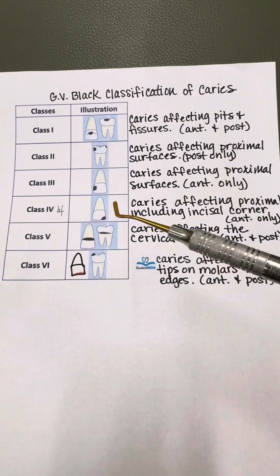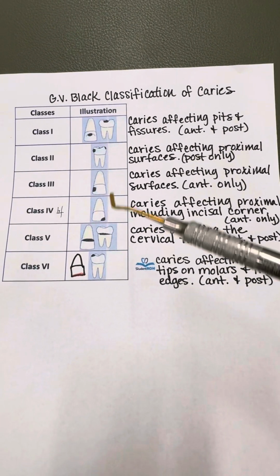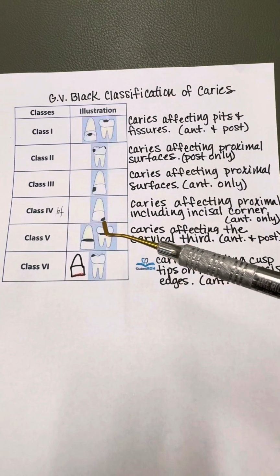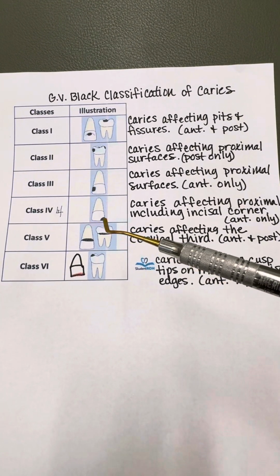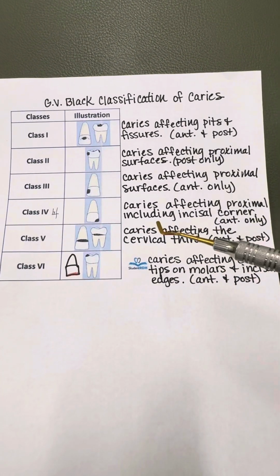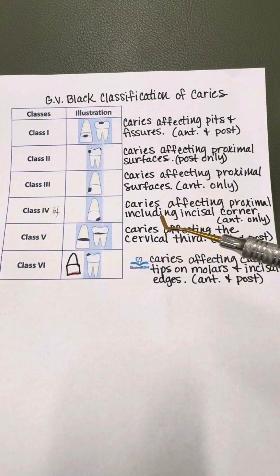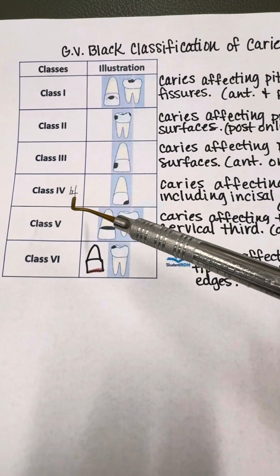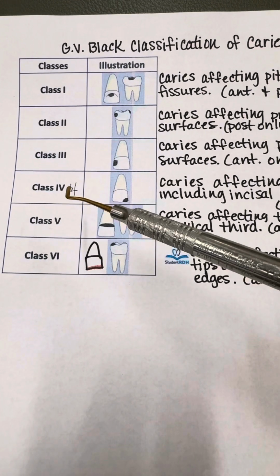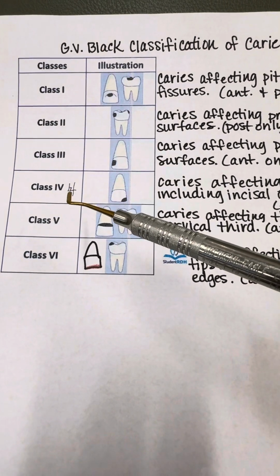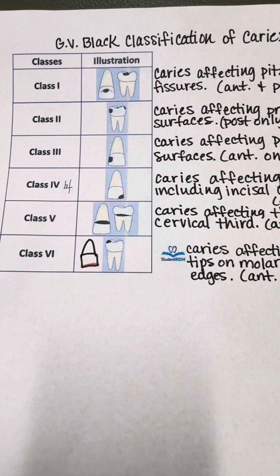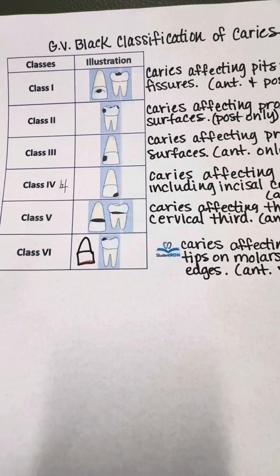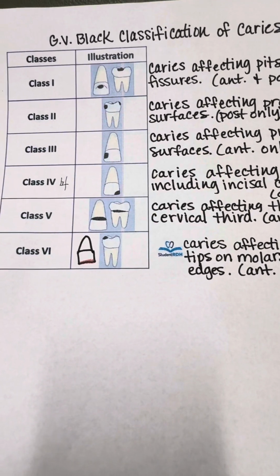Okay. Class 4, it's just like class 3, but it involves the incisal corner as well. Okay, so caries affecting proximal areas, including incisal corner. So I drew a 4. This is how I always remember it. If you draw a 4 like this and then put a little right angle right there at the corner, that's just what I visualize in my head. It helps me remember, oh yeah, class 4 is the one that involves that incisal corner.